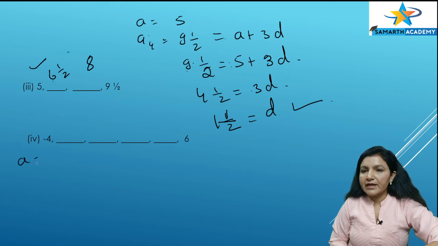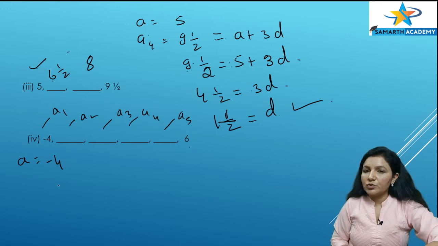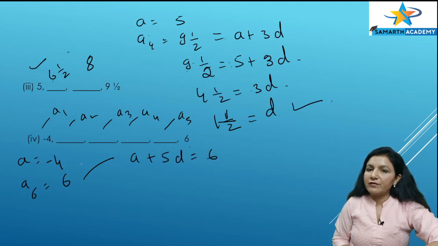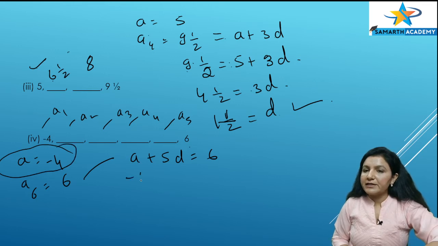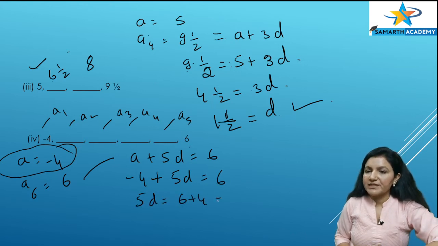Question 4. a is equal to -4. So this is a1, a2, a3, a4, a5 and a6. So a6 is equal to 6. So what we will do, a6 is a plus 5d equal to 6. We'll put the value of a here, which is given. -4 plus 5d is equal to 6. 5d is equal to 6, send 4 that side, becomes plus 4, which is 10. So 5d is equal to 10. Therefore, d is equal to 10 by 5, which is 2. The value of d is 2.